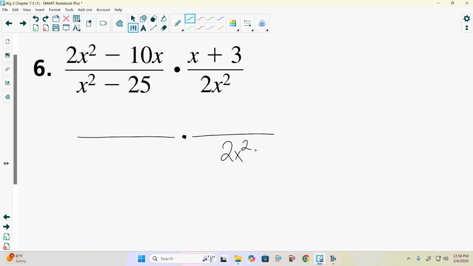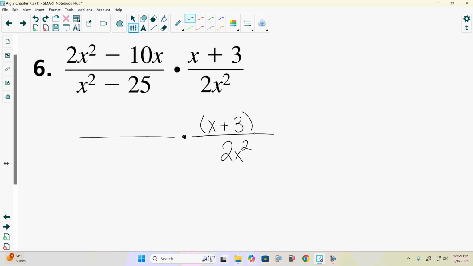On top, we have x plus 3. Because of the plus, we do have two terms. We have x and 3. But is there a greatest common factor between x and 3? No. The degree is 1. So really, that second expression is simplified. Now, we can put parentheses around the x plus 3 because we're going to need them later, but just to signify that those two terms are stuck together.